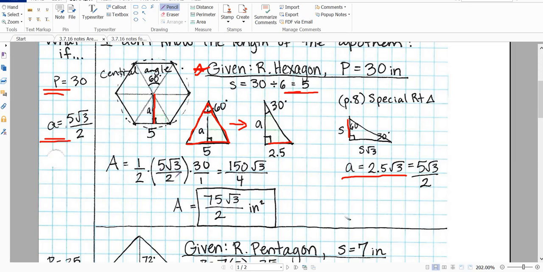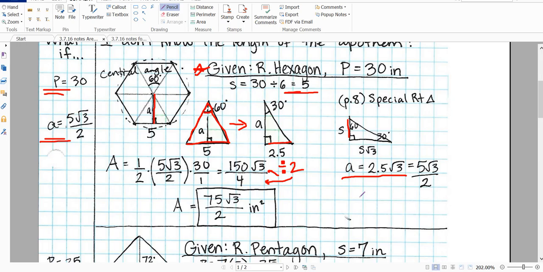1/2 times 5 rad 3 over 2 times 30. And since I was dealing with fractions, I just made everything a fraction, stuck a 1 underneath 30. Multiply straight across, all the numerator values give us 150 rad 3, and everything in our denominator gives us a product of 4. Last step in writing our final answer is to simplify. So I divided the numerator and the denominator both by 2 just to reduce it. Okay, so we get 75 rad 3 over 2 square inches.